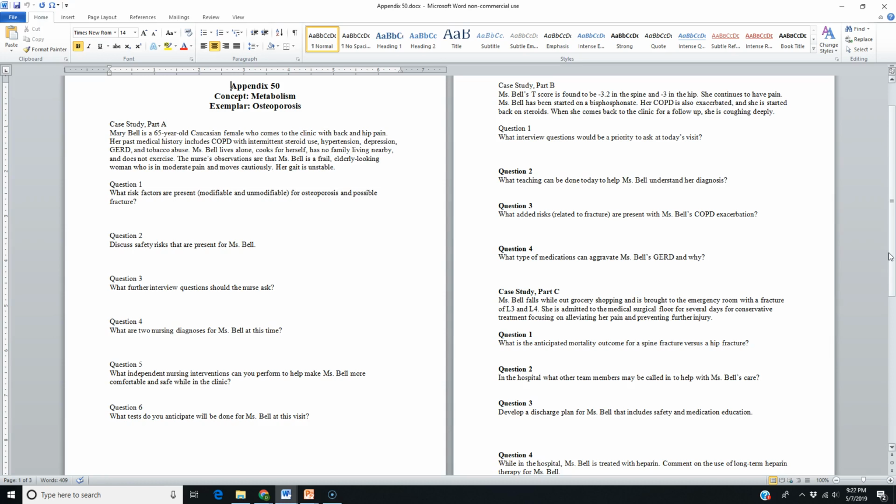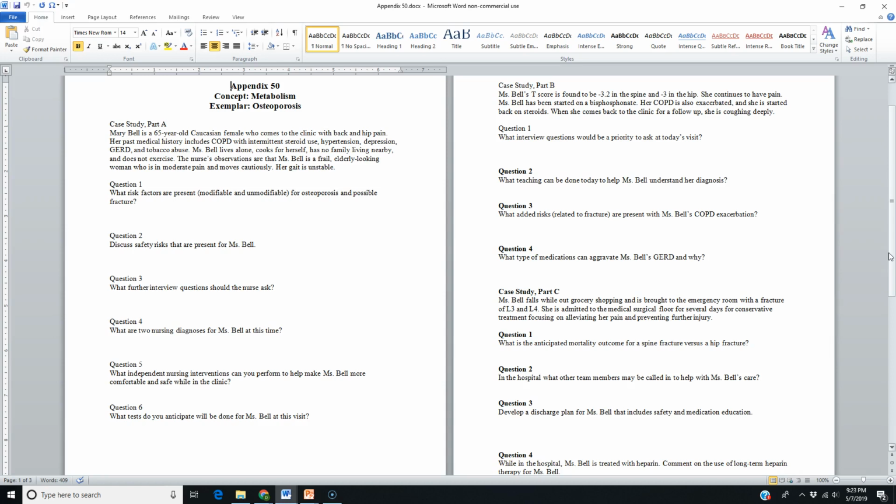So what type of medications can aggravate Mrs. Bell's GERD, and why? Because she does have GERD. The most common drug class for treating osteoporosis is bisphosphonates, and these drugs are structural analogs of pyrophosphonate, a natural substance that inhibits bone resorption. Some of the adverse reactions from these include nausea, vomiting, abdominal pain, and esophageal irritation. So this will aggravate her GERD.